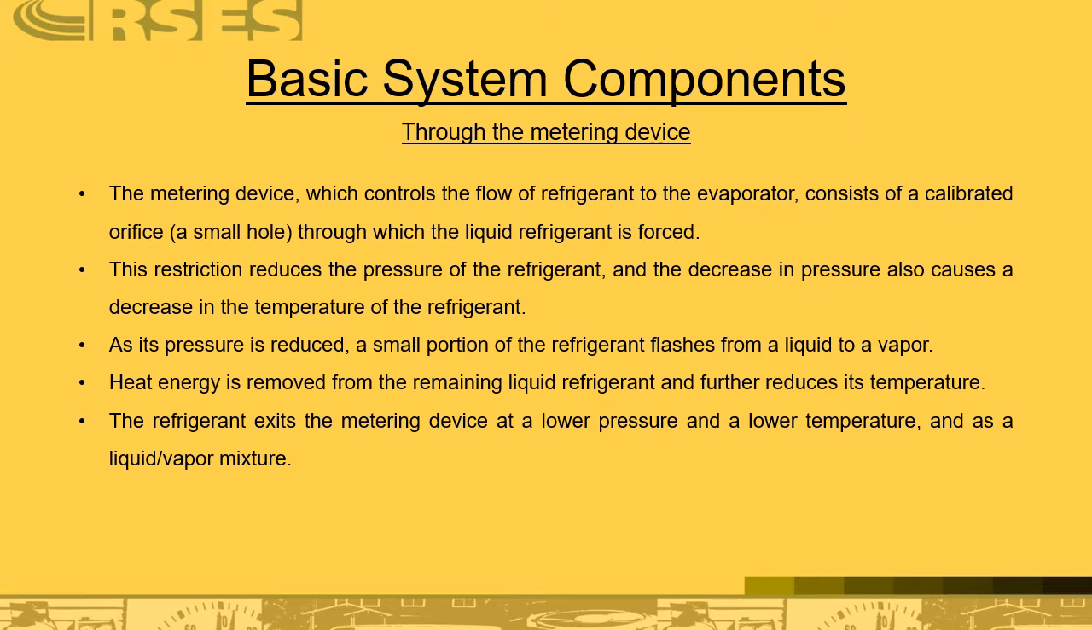A metering device, which controls the flow of refrigerant to the evaporator, consists of a calibrated orifice, a small hole in which the refrigerant liquid is forced. This restriction reduces the pressure of the refrigerant, which also causes a decrease in the temperature of the refrigerant. As the pressure is reduced, a small portion of the refrigerant flashes off from liquid into vapor. Heat energy is removed from the remaining liquid refrigerant and further reduces its temperature. The refrigerant exits the metering device at a lower pressure, lower temperature, and as a liquid/vapor mixture.